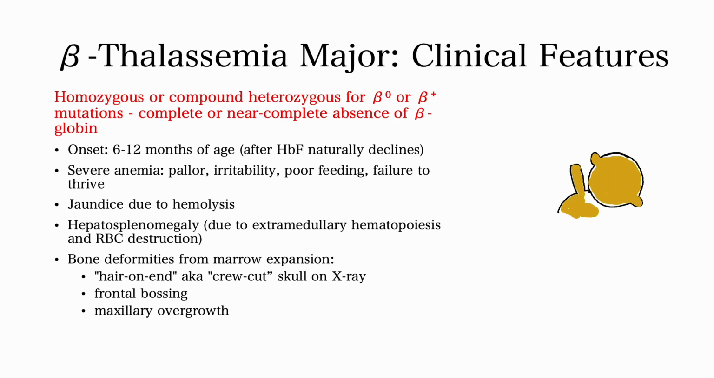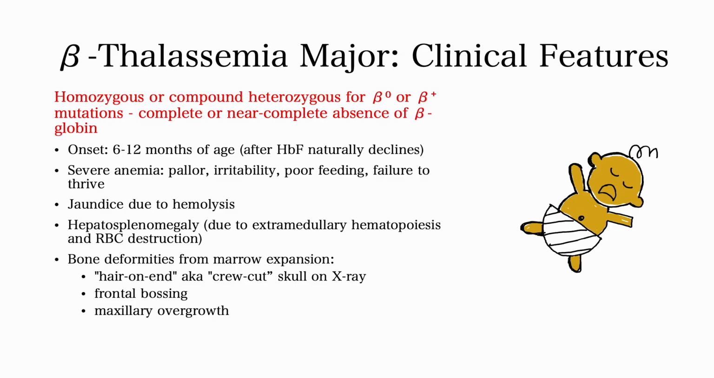Now let's talk about beta thalassemia major. People with beta thalassemia major are homozygous or compound heterozygous for beta 0 or beta plus mutations, and therefore they have a complete or near complete absence of beta globin production. Clinically, people tend to have symptoms of beta thalassemia major between the ages of 6 to 12 months.